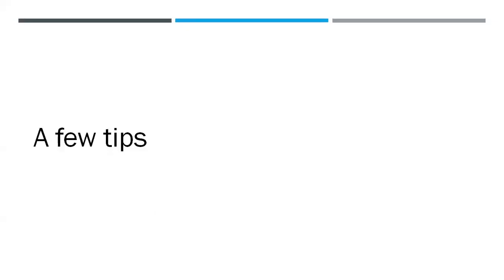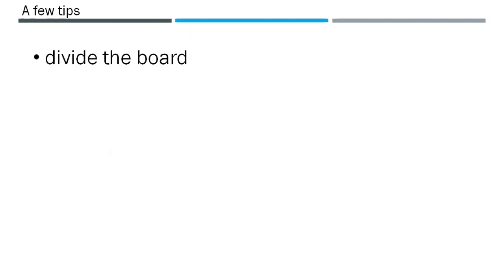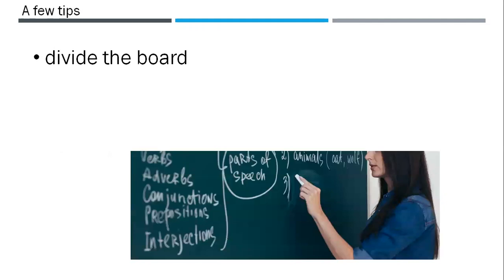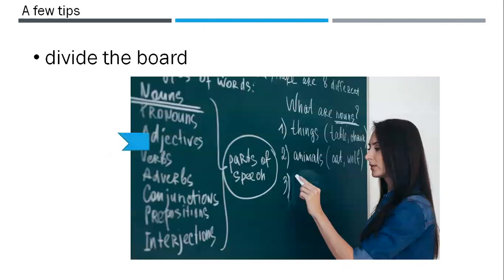Well, I'm going to give you a few tips on how to employ aids in your classroom. Well, the first one is, it's a good idea to divide the blackboard or whiteboard into different sections for different purposes. As you can see in this example, the teacher has got, on the left of the board, the different parts of speech, and then on the right side of the board, which is recyclable information, so to say, she is defining what she's talking about.